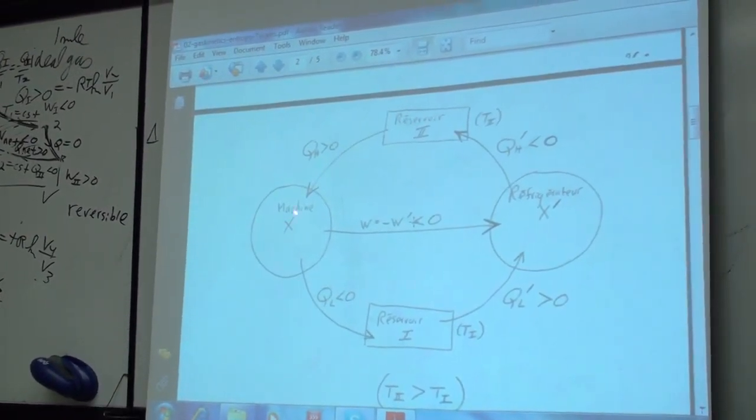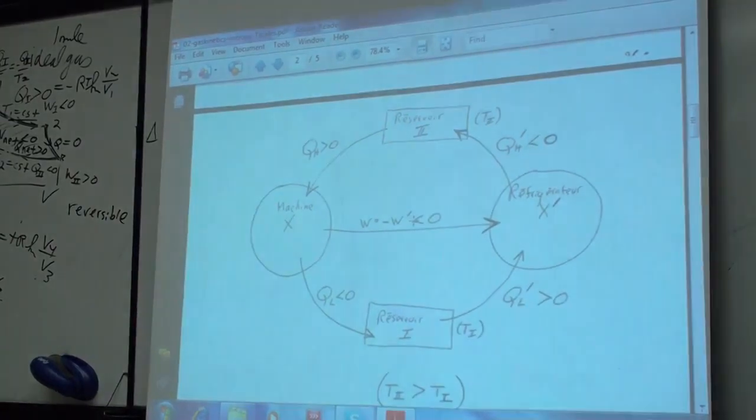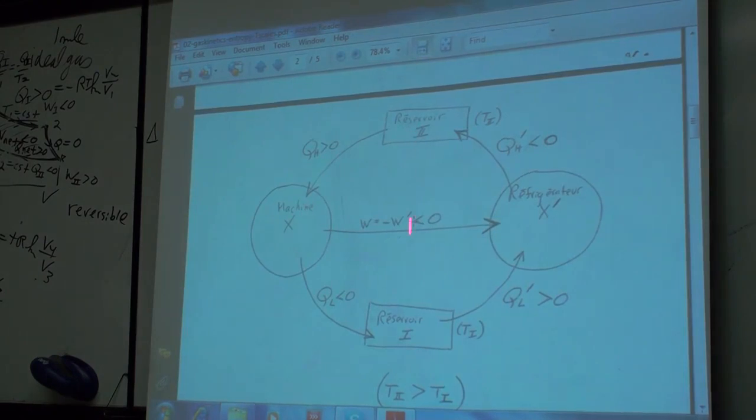Here you have a machine, a heat engine, called X, and here you have a refrigerator called X prime. What's happening is they're operating between two reservoirs, 1 and 2, at T2 and T1, which is the low temperature and the high temperature reservoir. These are two Carnot cycles, but not necessarily an ideal gas.